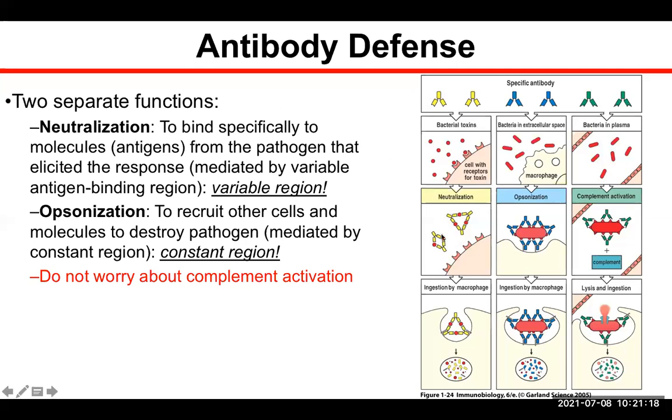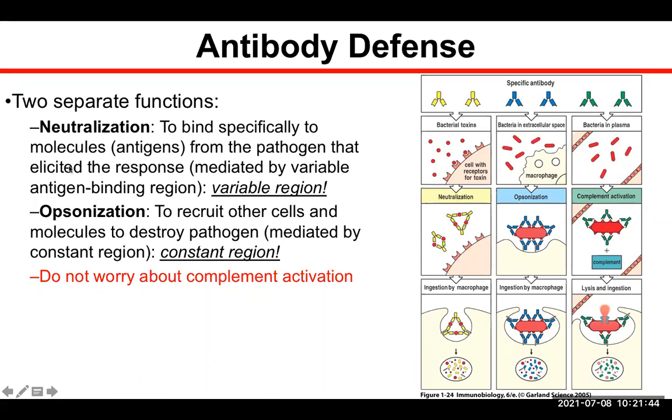In this particular diagram, they have an example of bacterial toxins. Bacteria are able to secrete specific toxins that can cause disease. So in order to prevent those toxins from affecting certain receptors on a cell surface, antibody can go ahead and bind to those toxins and prevent them from binding to the receptor of interest, preventing disease that way.